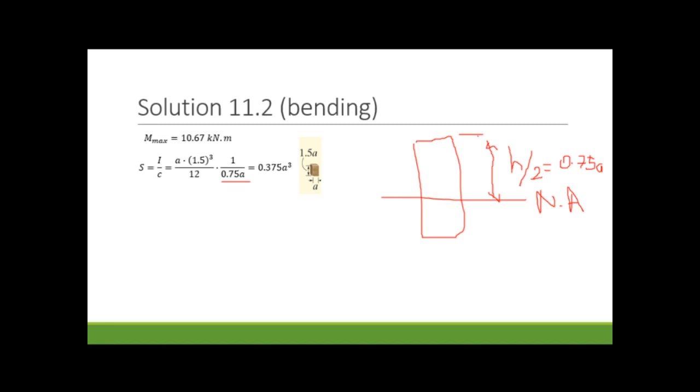Also you remember, for rectangular sections, the moment of inertia is B times H cubed divided by 12. I put A for B, and I put B for 1.58. I forgot to write the A in here, sorry. A cubed over 12. If I write these values, I obtain the section modulus value with respect to A.